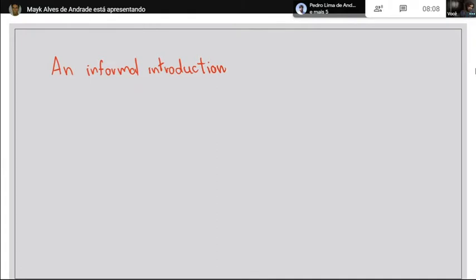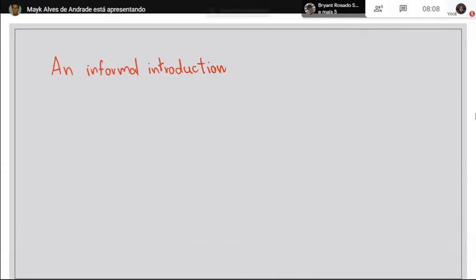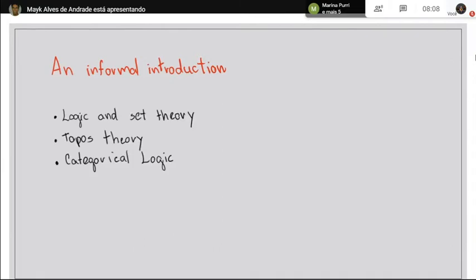I guess many of you don't have a background in logic, and I think it's more appropriate to give a more informal introduction to the topic. So I will try to cover these three main issues: logic and set theory, topos theory, and categorical logic.